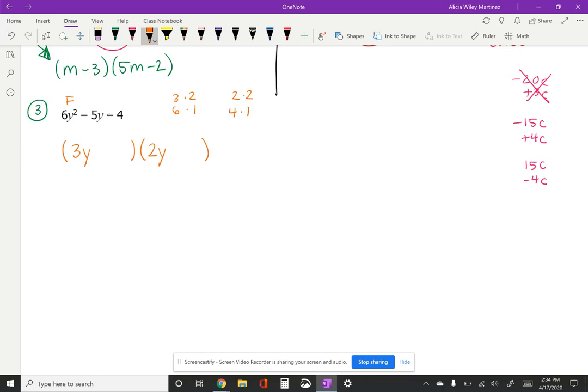Let me explain why I would not use 2 and 2. If I use 2 and 2, what you would end up with, if you look at the second binomial, is a GCF inside of there. You should not end with a GCF inside either of your binomials. So no GCFs allowed in final binomials of factored form.